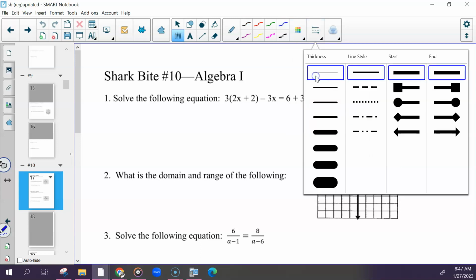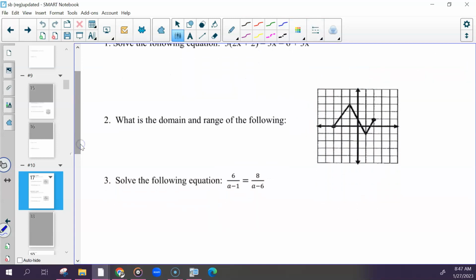Another domain and range one, like the one from last time. You're looking furthest left to right and lowest to highest. So the furthest point to the left would be -3. The furthest point to the right is +2. I'm just going to write it in interval notation. And then range, lowest to highest. Lowest is at -1, highest is at +3.